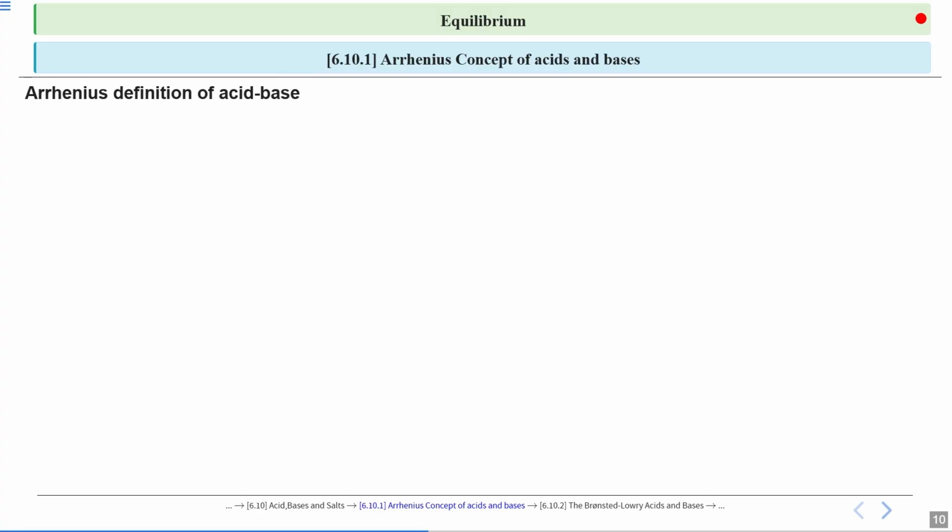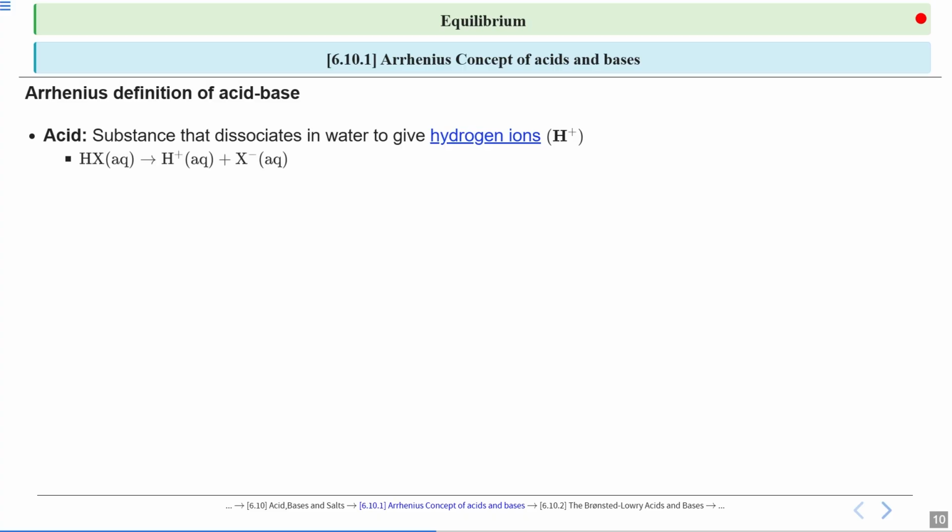Now next we'll move on to the Arrhenius definition of acid base. According to Arrhenius, acid is a substance which dissociates in water to give hydrogen ions. Whereas if you talk about the bases, then it is the species which donates OH minus ion. We can take an example of acid. Here you can see we have taken a general example of acid as HX. This HX, when dissolved in water, will give you H plus ion plus its anionic part. Then your next thing is your example. So HCl, H2SO4, HNO3. All of these are examples of Arrhenius acids.